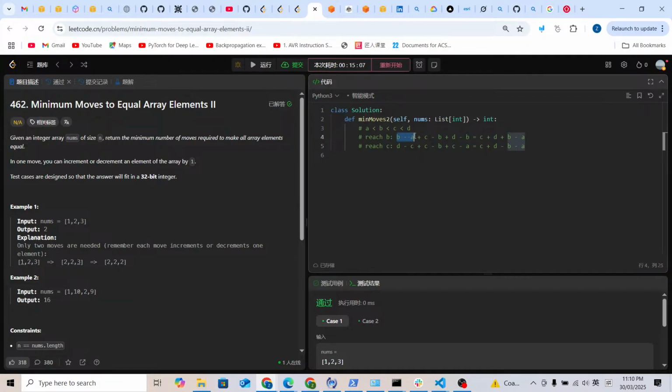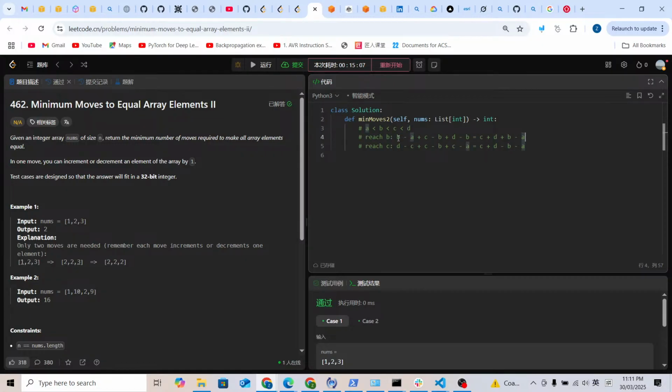If we were to write B, this is B minus A, C minus B, and D minus B. Yeah. So now if we were to write C, it is this C minus B, C minus A, plus D minus C. Yeah, I think I did something wrong for the first formula. Normally it should be the same.